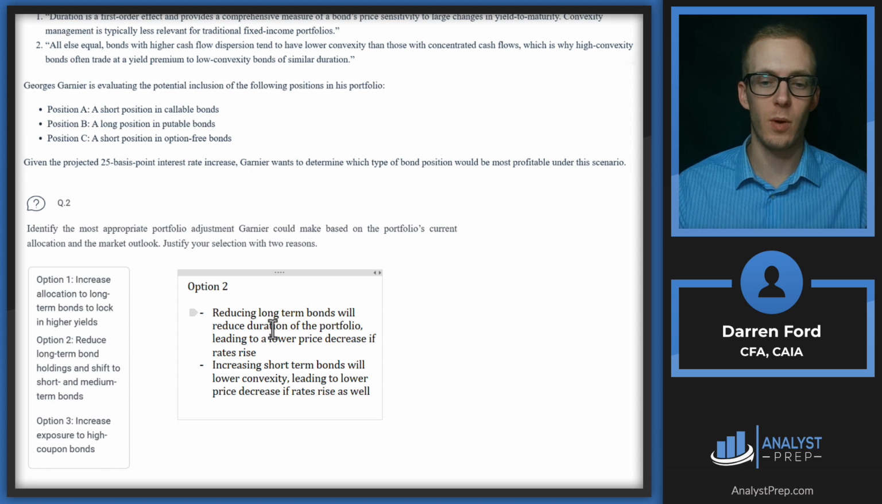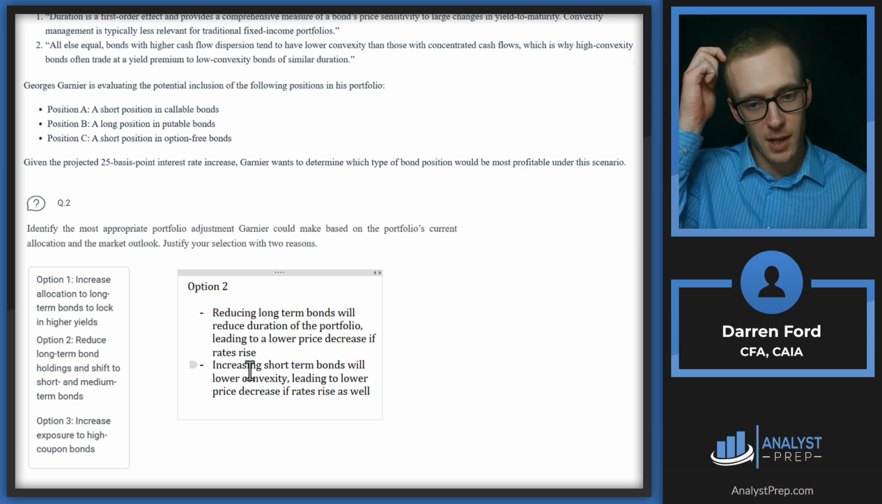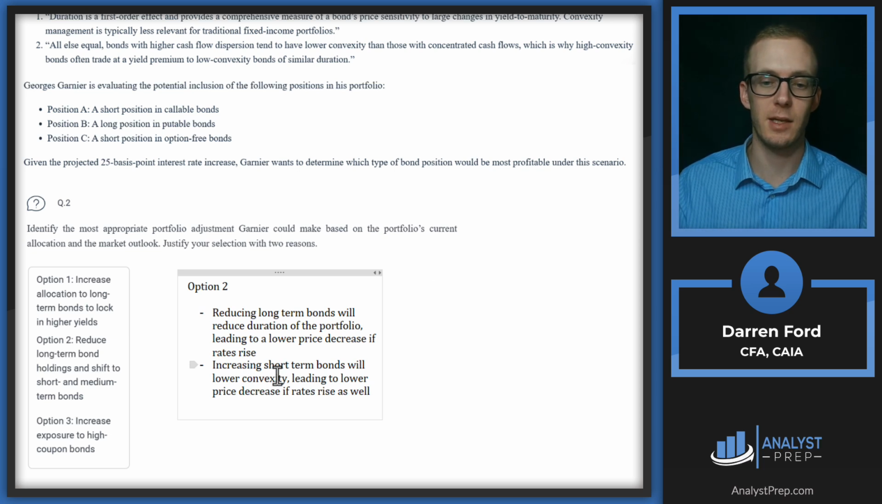So if you have a duration of 10, you get a 25 basis point increase, that's going to have a much more drastic effect than if your duration is 1. So that's going to lead to lower price decreases if rates rise. And then increasing short-term bonds will lower convexity, leading to lower price decrease if rates rise as well. So the key here is decreasing that interest rate sensitivity.